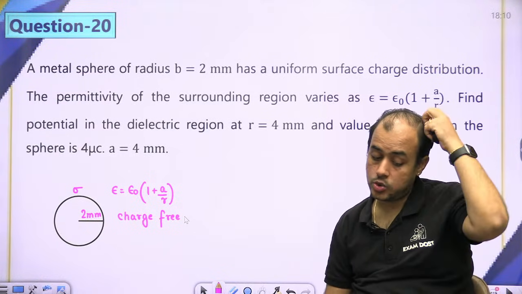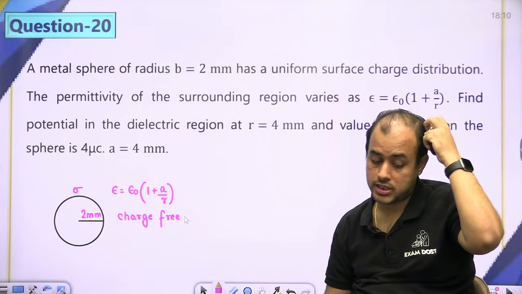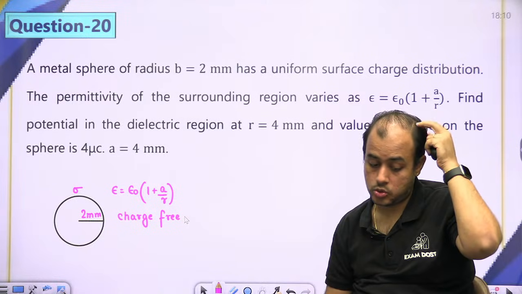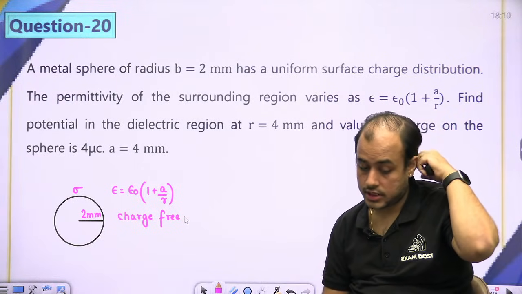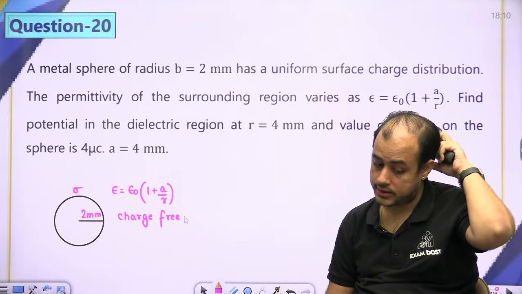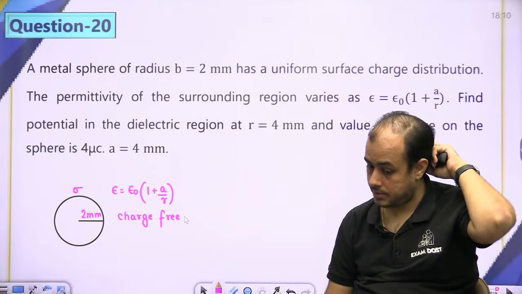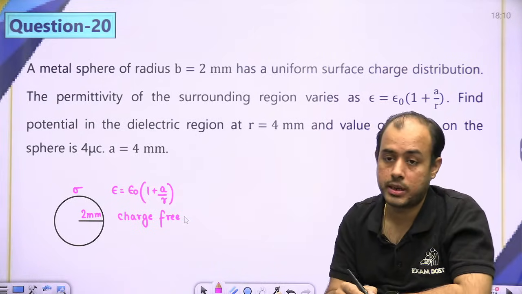Now I can use the Laplace equation to find the potential, and the value of charge on the sphere is 4 microcoulomb. तो चार्ज डेंसिटी तो निकाल ही सकते हैं हम बहुत आराम से. यूनिफॉर्म सरफेस चार्ज डेंसिटी... ए का वैल्यू भी दे रखा है 4 mm.